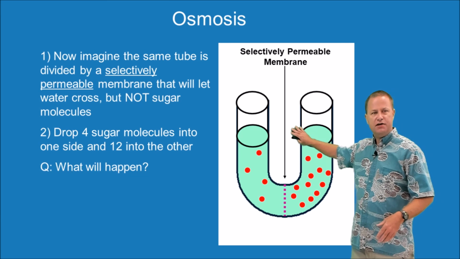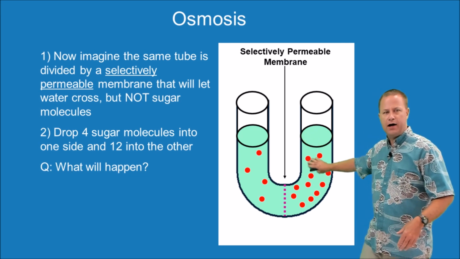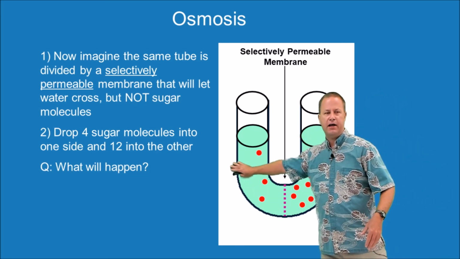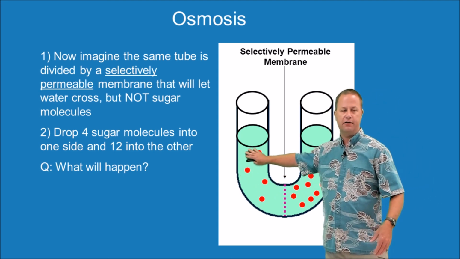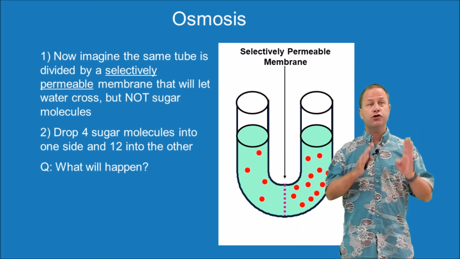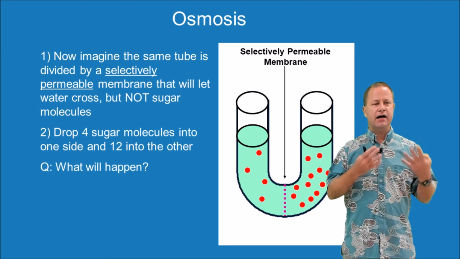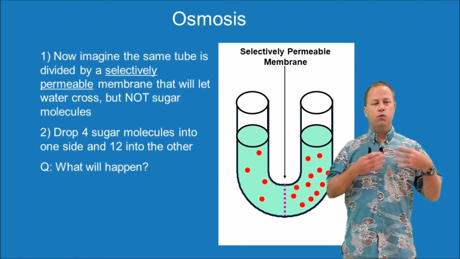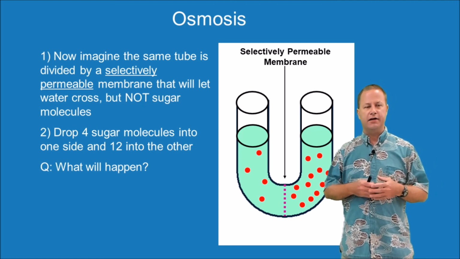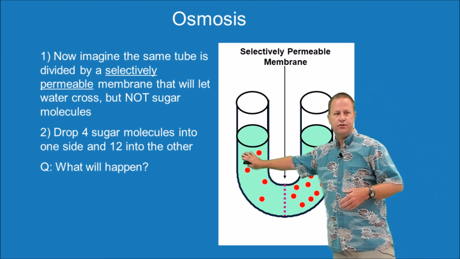Well, if the membrane wasn't there, right, our sugar would move from right to left, spreading out, going from an area of high concentration over here to an area of low concentration over there. But remember, I said the sugar can't move because the membrane is not permeable to sugar. So the question is, what's water going to do? So where is water more highly concentrated? Well, water is more highly concentrated over here.